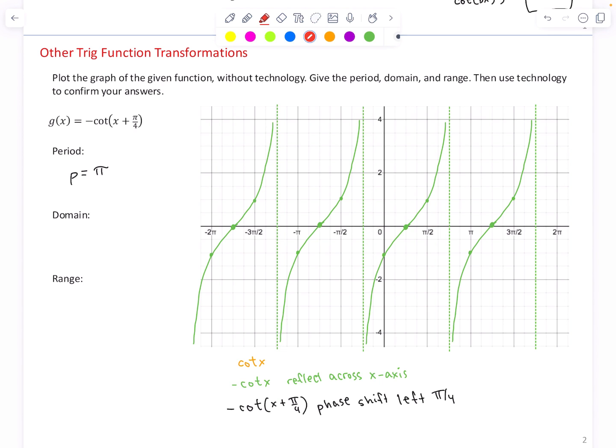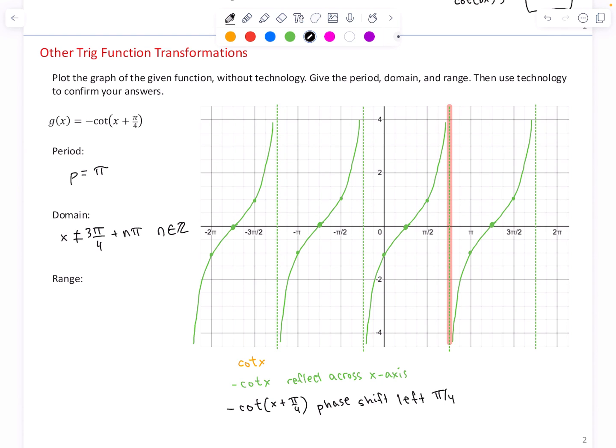The domain will be x cannot be this value, which is negative pi fourths, nor any integer multiple of the period in either direction. So plus n times the period, where n is an integer, and of course the period is pi. Of course, you could also make this description by focusing on this asymptote as your starting asymptote, which is at 3 pi fourths. So you could also say x cannot be 3 pi fourths plus any multiple of the period.